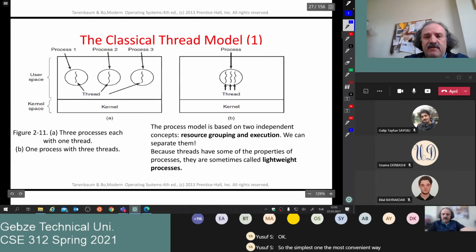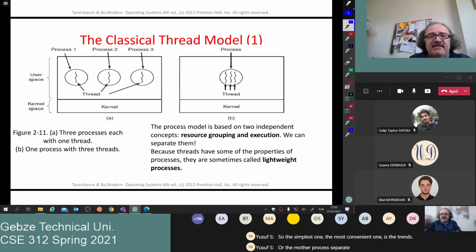Okay, good. As I said before, previously this was the case before the threads: each process has a single execution.